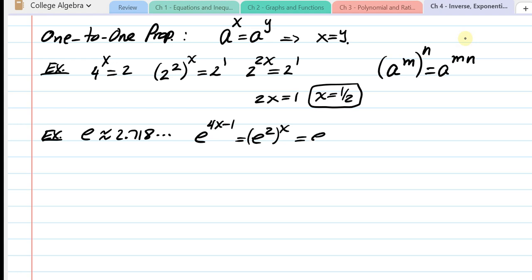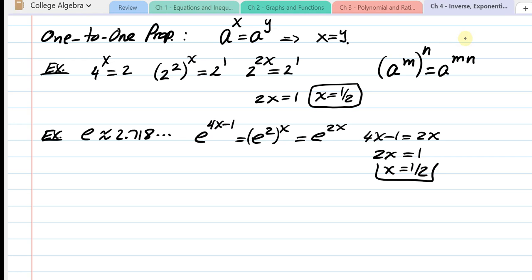I can rewrite the right side using the power rule of exponents as e to 2x. And now I can equate the exponents because the bases are common. So this would imply 4x minus 1 is equal to 2x. And again, we can easily solve these, right? Subtract 2x from both sides, add 1, divide by 2, and I just so coincidentally got a half again. All right.